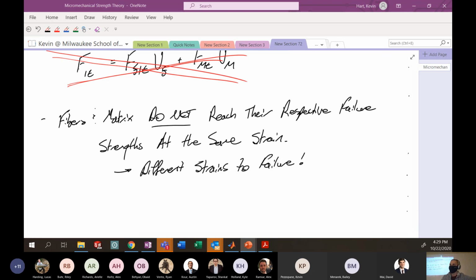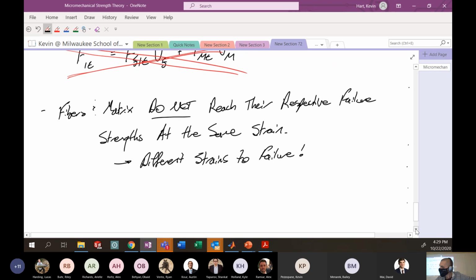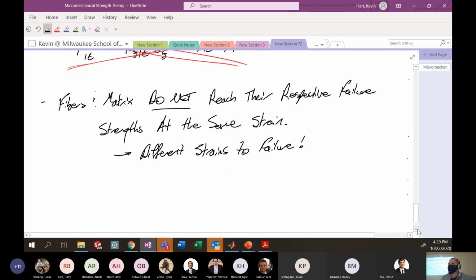Jack asks, is our isostrain assumption good or bad? In this condition, isostrain in the one direction is quite good. The isostress in the two direction, not so good. And that's because of stress concentrations, right? So isostress assumption when we have like the series model, not very good. But isostrain assumption when we have the parallel model is actually very close to reality. Cool?